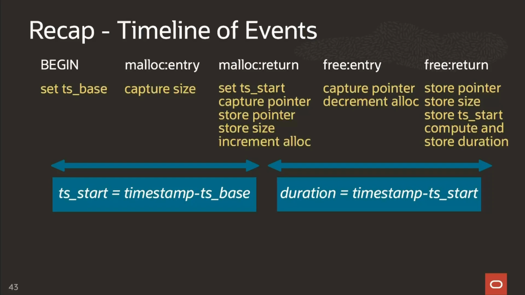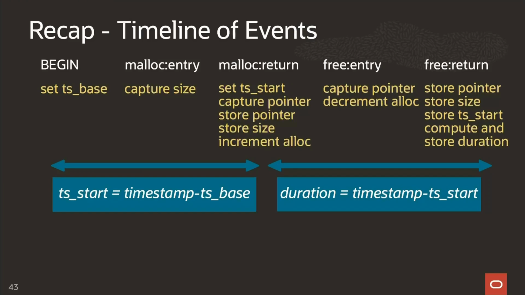And again, using a thread local variable, we can transfer that value from the entry to the return, and we increment that counter where we count how many allocations and frees we have. In the free entry probe, again, we capture the pointer and we decrement that alloc because that block has been released. In the return, we store the pointer, we store the size, we store the timestamp, and now we know the duration. We can compute and store that.